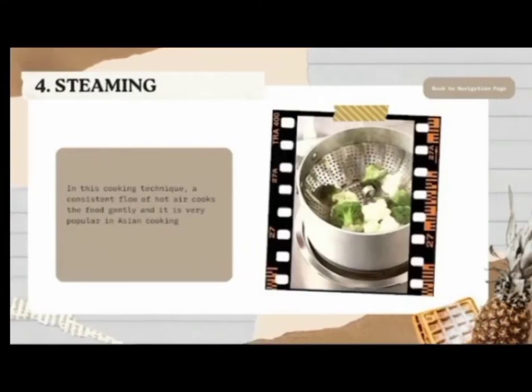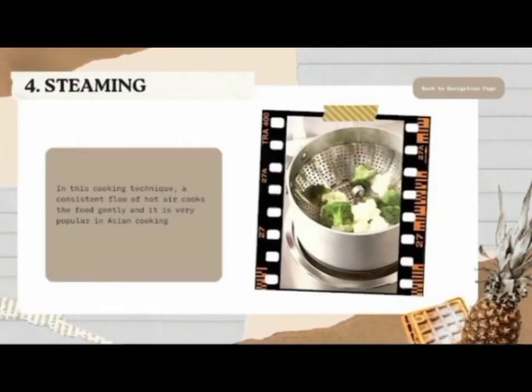The next is steaming. In this cooking technique, a consistent flow of hot air cooks the food gently, and it is very popular in Asian cooking. Steaming uses a specialized tool called a steamer, or a pot with boiling water, to create water vapor to cook the food. Examples of this are steamed ground pork or beef.